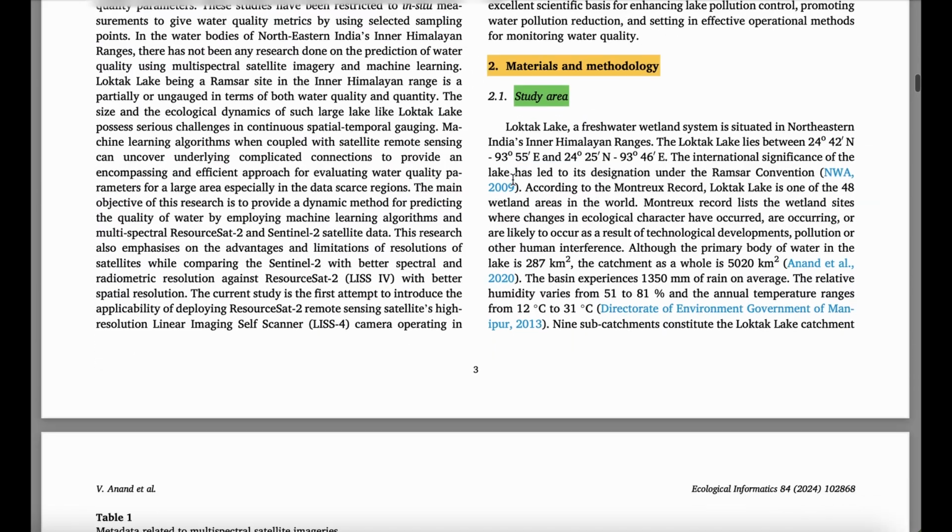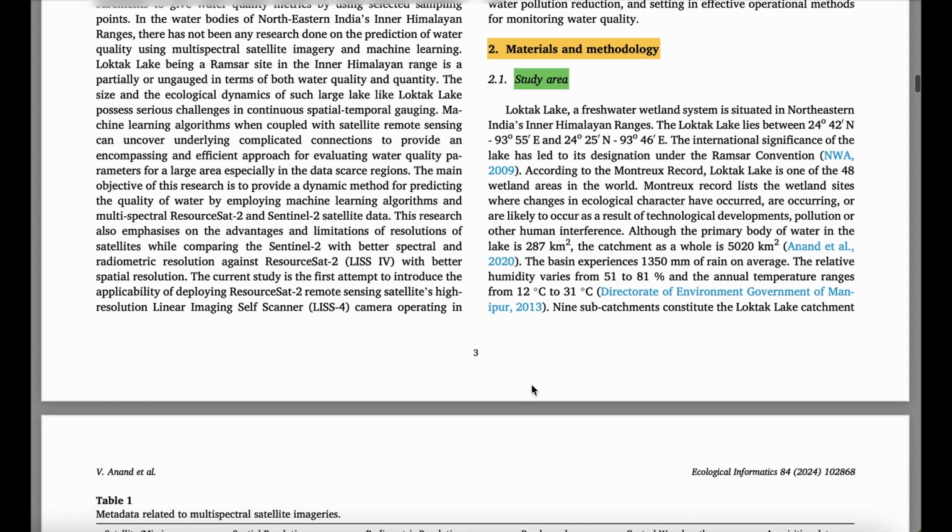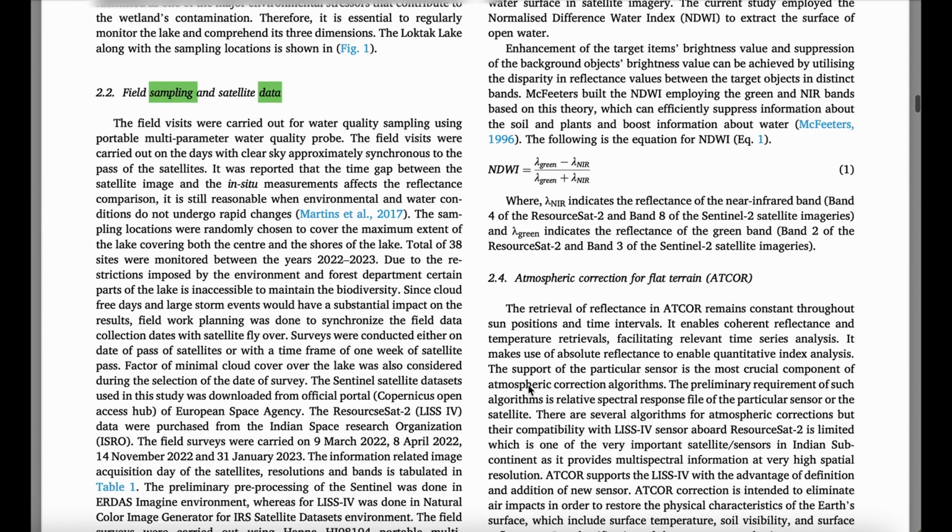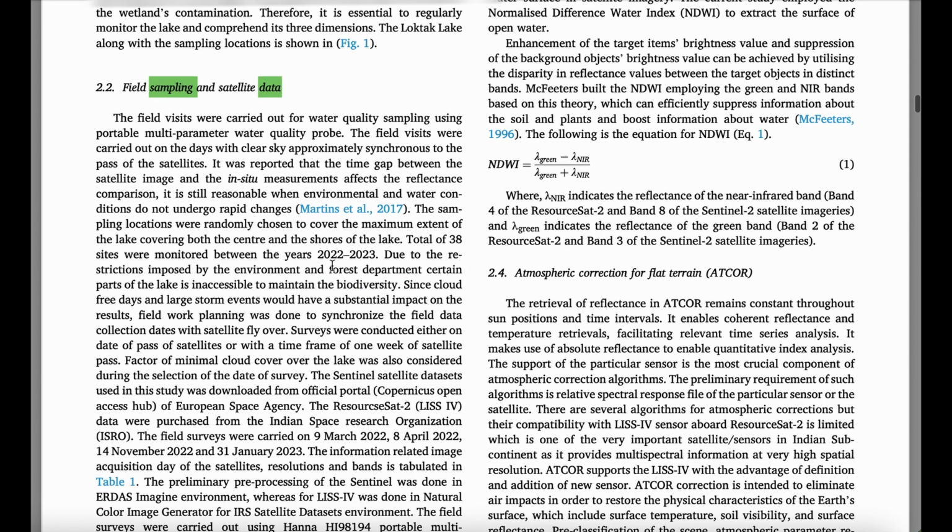Another indication that this is a research study, not a literature review, is that they had a study area within the materials and methodology section, and they also had field sampling and satellite data.